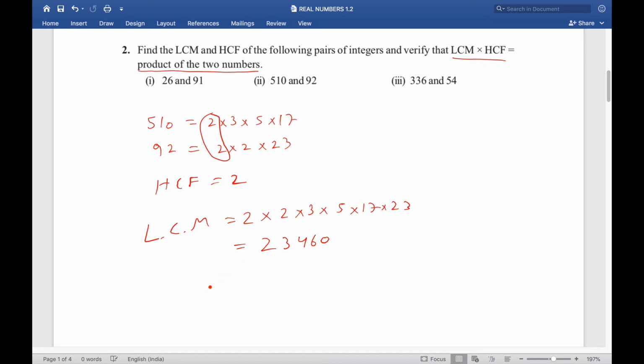Now let's verify whether product of numbers is equal to HCF into LCM. So we'll get 2 into 23460 should give you 510 into 92. When we multiply both the sides, we will get 46920 as well as 46920. So yes, both of the sides are equal.